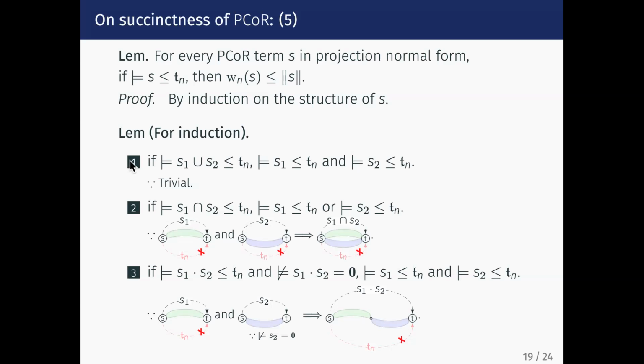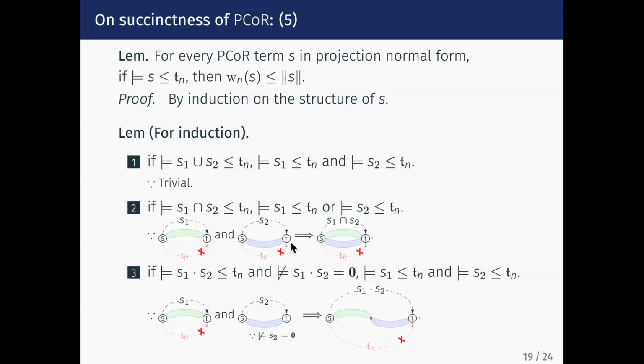So these are easily shown by considering the contraposition. The first lemma is trivial. So this holds in general Tn. And the second lemma is shown by taking the parallel composition of a counter model for S1 from this and S2 from this. And we can obtain a counter model for S1 intersection S2 like this.